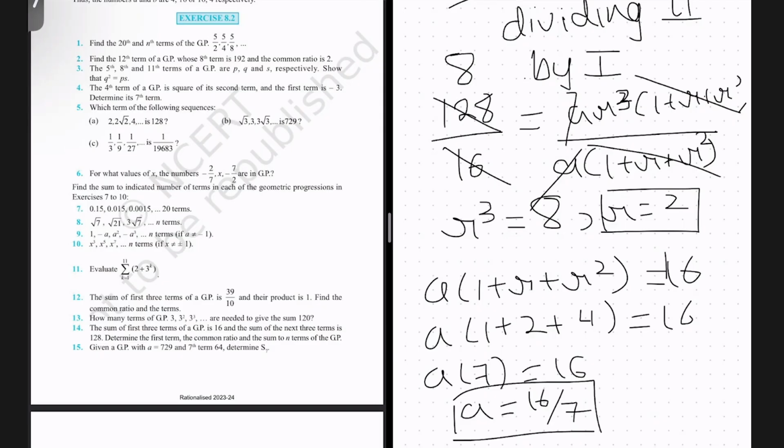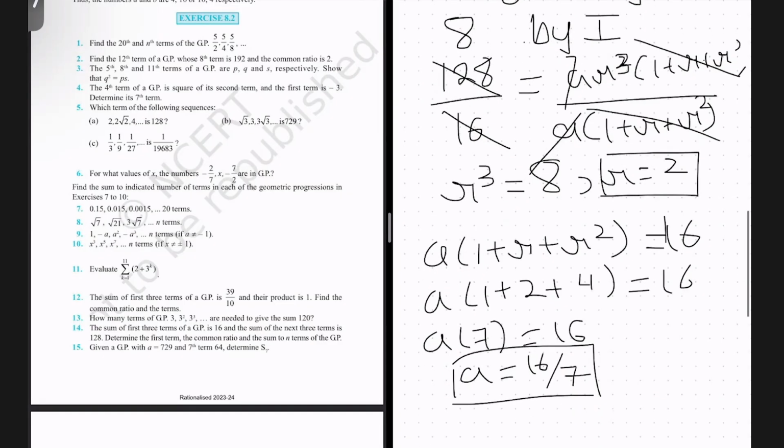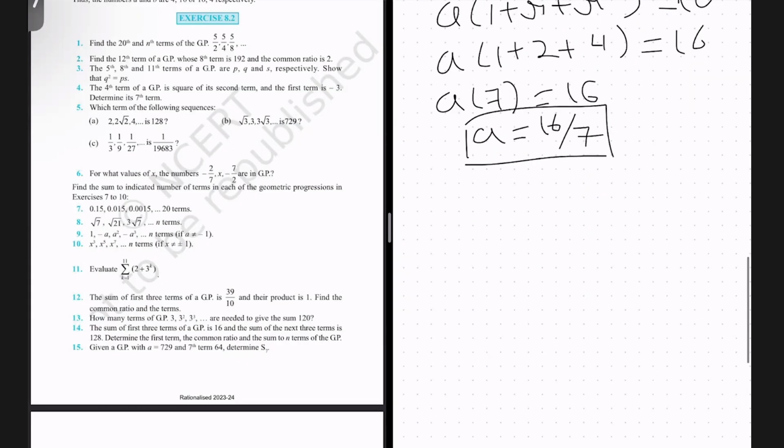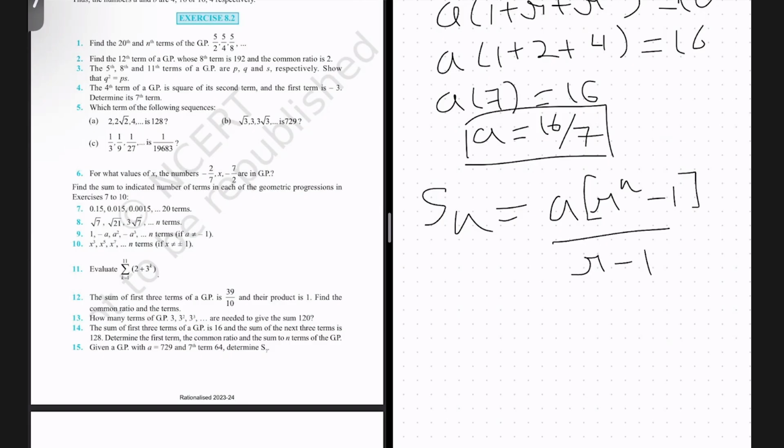So the first term has been found out, the common ratio has been found out, and we now need to find out the sum of the GP up until the next n terms, and that is what we are going to do. So Sn would consecutively be equal to A times (r raised to the power n minus 1) upon r minus 1.